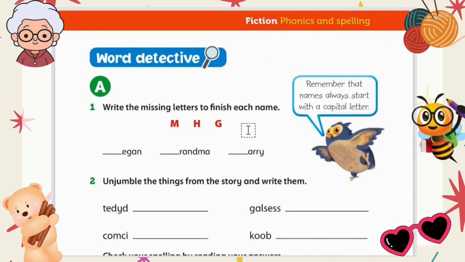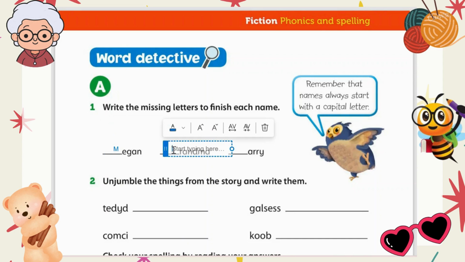We have to write the missing letters to finish each name. Remember that names always start with a capital letter. Yes, names always start with a capital letter. Why? Because names are proper nouns and a proper noun always starts with a capital letter. So the missing letter is... EGAN. What is this name? Yes, Megan. So M is the missing letter.